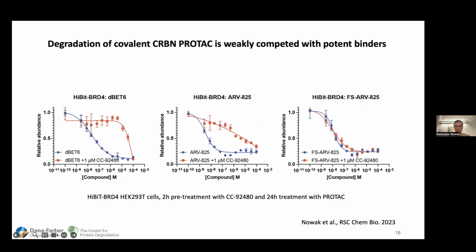So now we wanted to assess its activity in cells. And the way we've done it is we compared it to two available PROTACs, dBET6 and ARV-825. The one thing we have done is a competition experiment with a very potent cereblon engager, and that is CC-92480. When incubating with CC-92480, we're able to effectively quench degradation by dBET6, and this is in a HiBiT-BRD4 cell line and HEK293T cells.